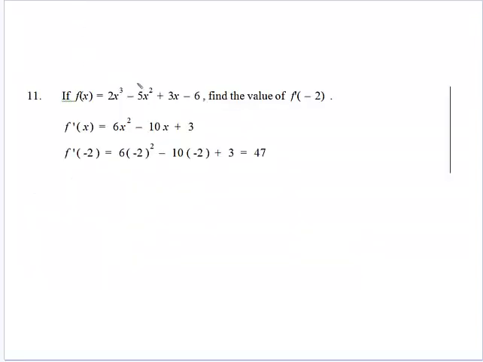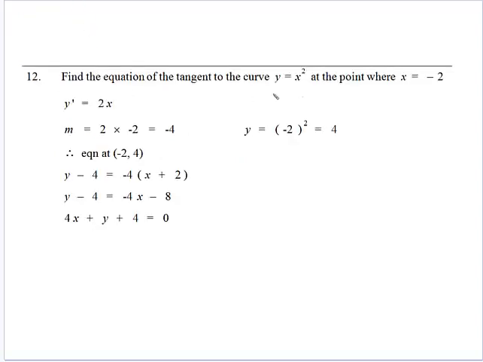Finding the derivative of the function at a value, all we need to do is differentiate the function. So 2x cubed derives to 6x squared, 5x squared derives to 10x, 3x derives to 3, and then sub in minus 2, and we can get a value. And that value, as we know, works out to be the gradient of the tangent at that point. Then we can go on and find the equation of the tangent to curves.